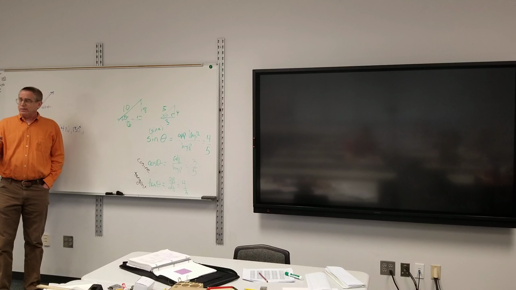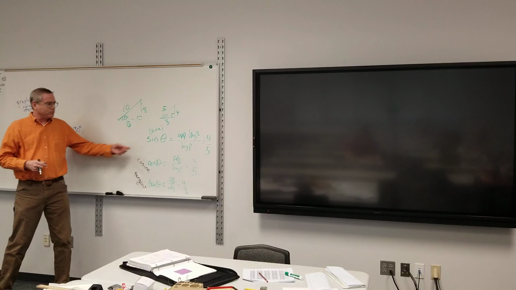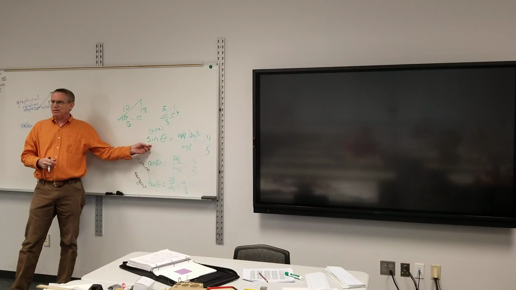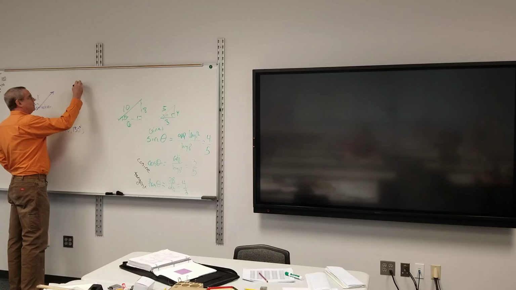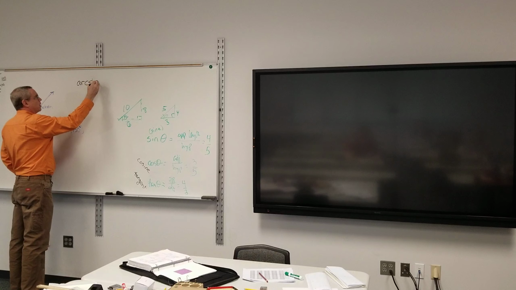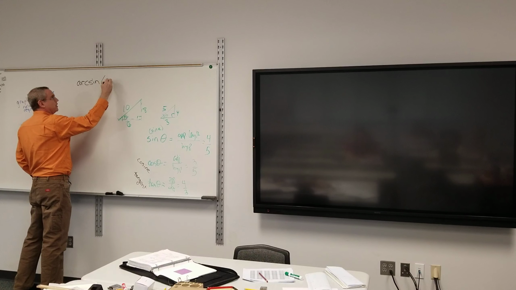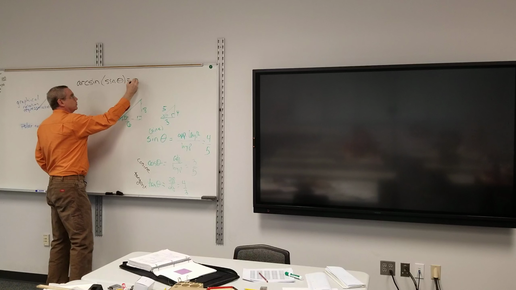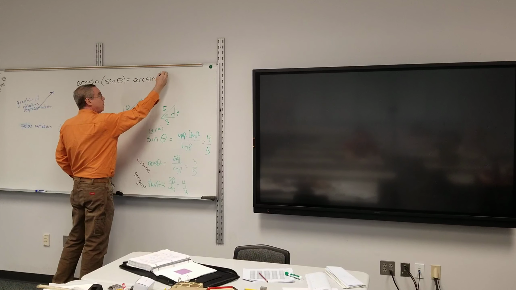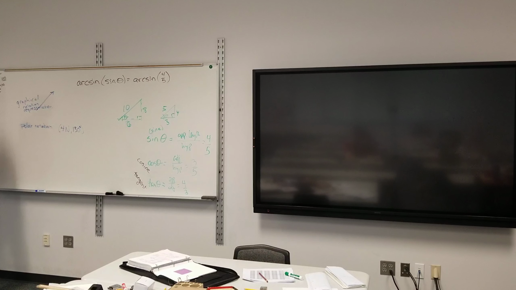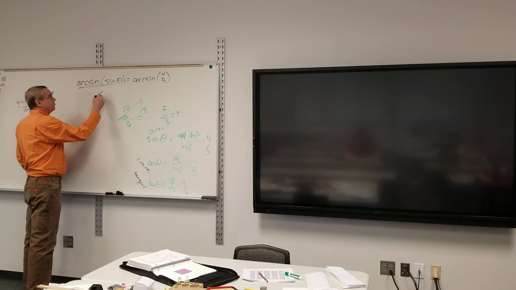Too many students in the past try to get rid of sine by dividing by sine. No, you're not dividing by sine. So you do the arc function: arc sine of theta is equal to arc sine of, in our case, 4/5. The math people still insist that if I do it to one side, I have to do it to the other. Arc sine of sine, they sort of cancel out, and I'm left with theta is equal to the arc sine of 4/5.